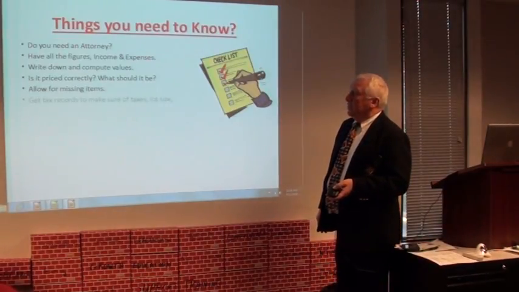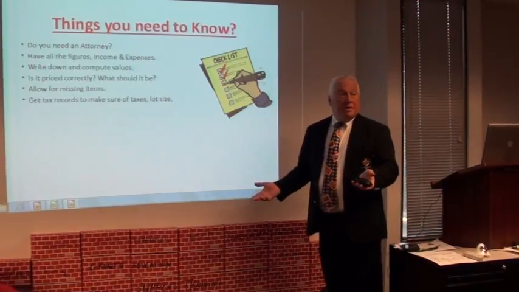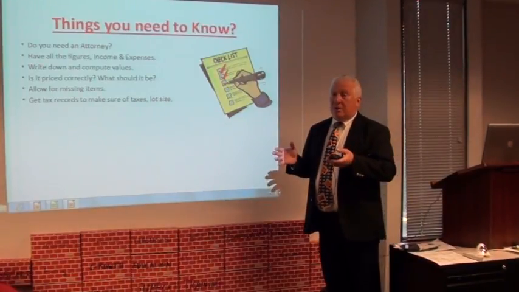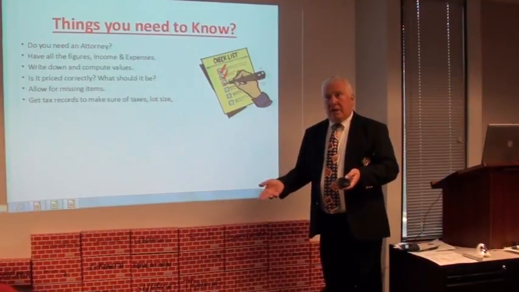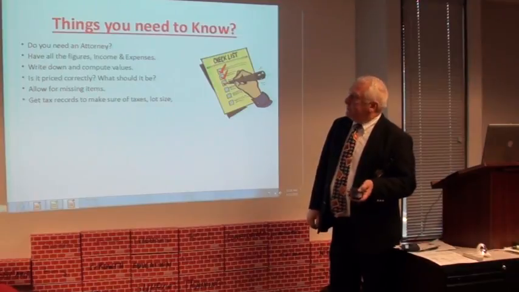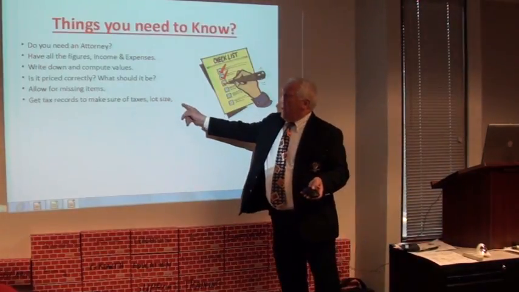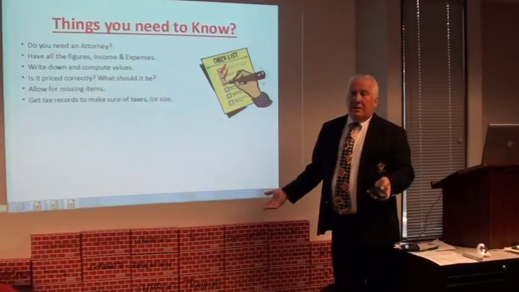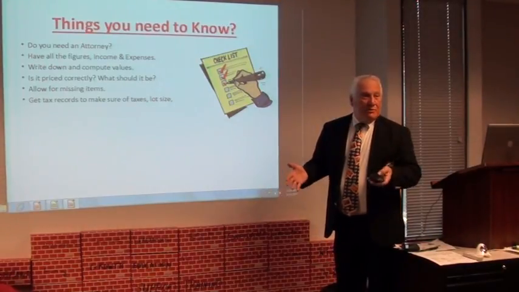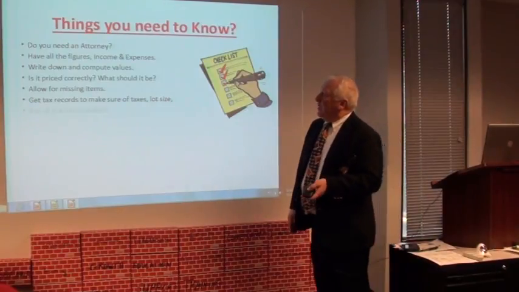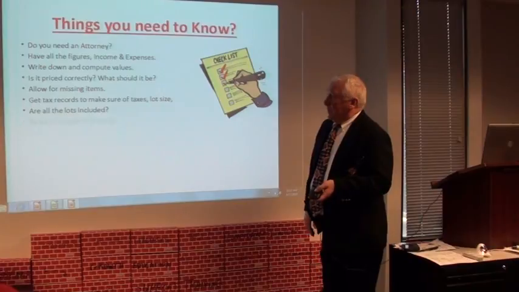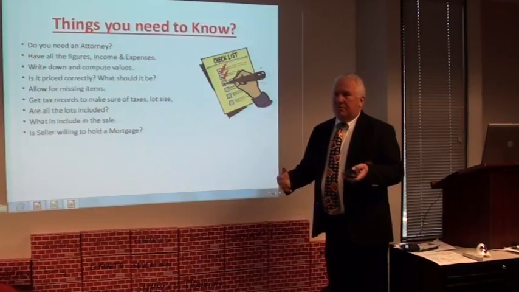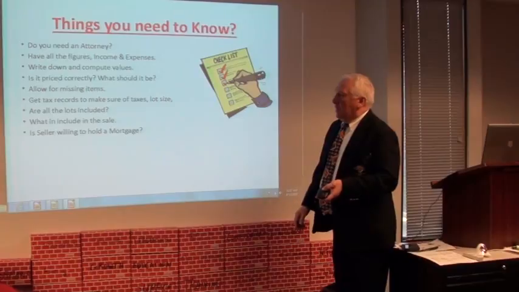Allow for missing items. I just had a deal where someone was selling property and one of the lots was not included. They were selling it, but they didn't know it was separated into 2 lots. It was 2 separate lots, so we had to get a deed for the second lot to sell along with it. Tax records. Make sure of the taxes and the lot size. Tax records on the property had the lot as 100 by 100, but meanwhile, each lot was 50 by 100, so we had to incorporate that. Are all the lots included? They are now. What's included in the sale? If there are sheds or parking spaces, whatever might be available.